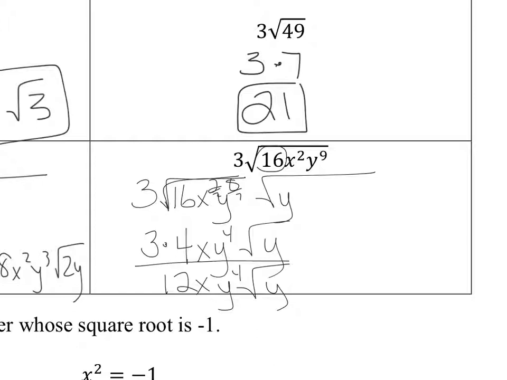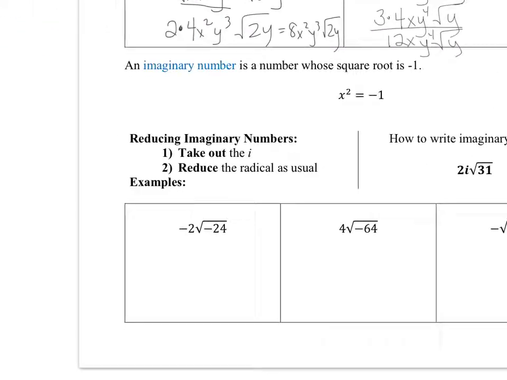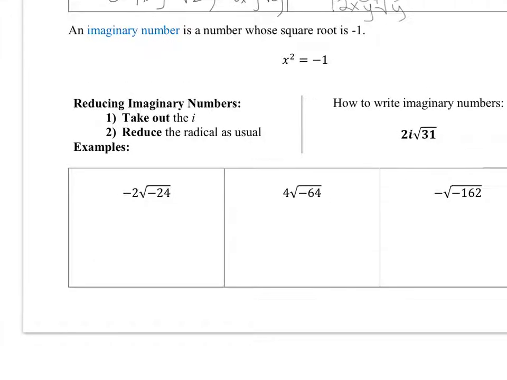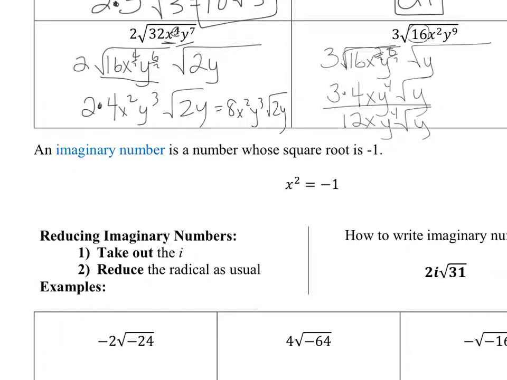So take the square root and you're done. So that's just a reminder of how to reduce radicals. You are going to be doing a lot of it. So for example, you're going to be reducing radicals with a negative underneath.